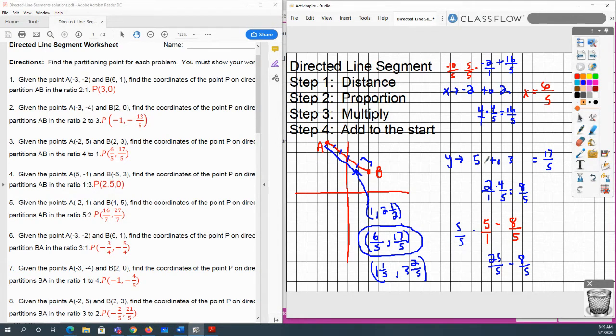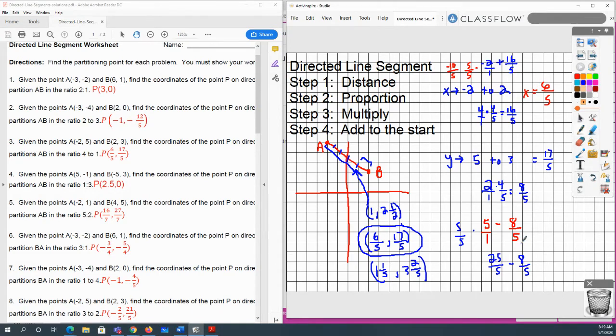Let's see. Notice this one. Since I went from 5 to 3, I went down. So instead of adding to the start, I subtracted. So I went 5 minus my 8/5. And then 5 minus 8/5, I found least common denominator, which was 5 over 5. Multiply that out, and then I subtract.